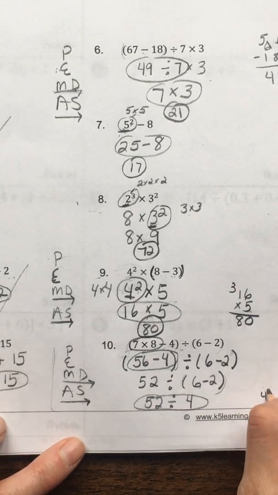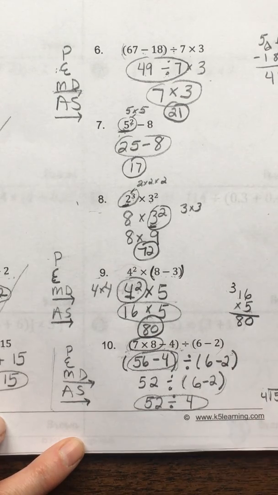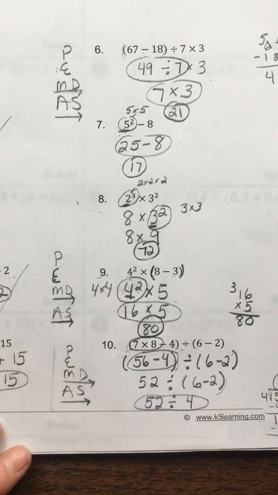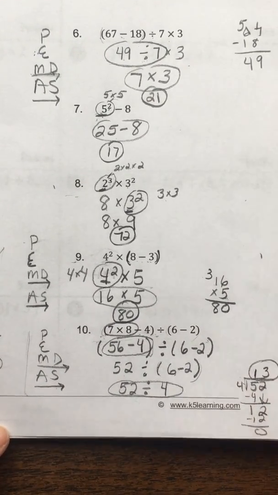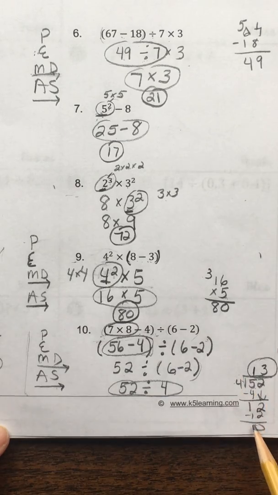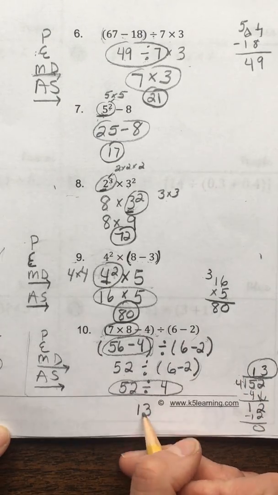Let's do a quick side problem. 4 goes into 5 once. 4 goes into 12 3 times. Oops, sorry, that was off to the side. 52 divided by 4. And that is 13.